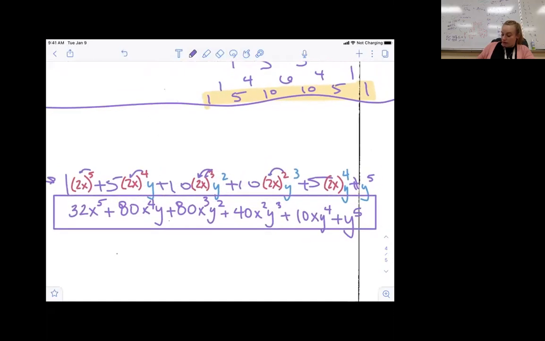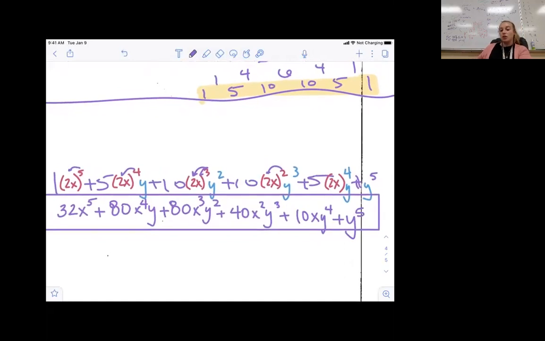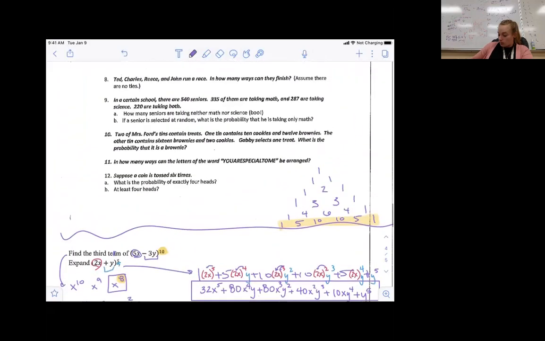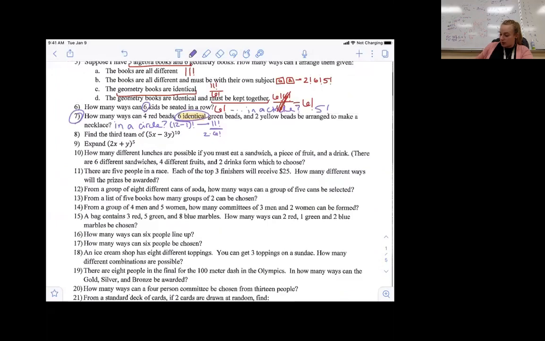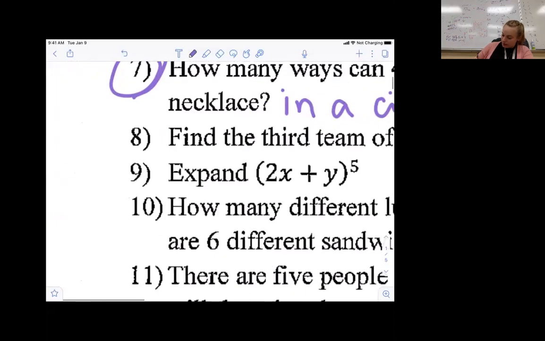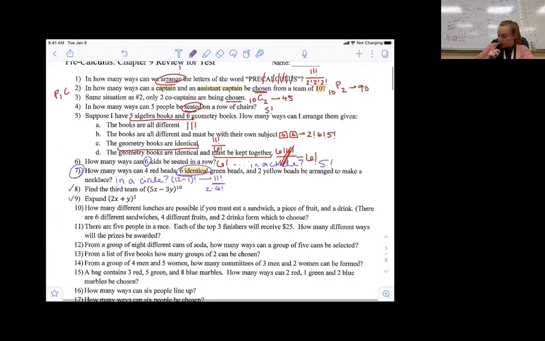But make sure that your coefficients are right. Make sure your exponents are all right. And I double check myself. It goes x to the 5th, x to the 4th, x to the 3rd, x to the 2nd, x, nothing. And then y's, it's got y to the 0 as the first term, and then it goes y, y squared, y cubed, y to the 4th, y to the 5th. That works out. Okay, that's my expanding. I almost asked you guys if you had questions, but you cannot talk back to me. So if you have questions, come see me in the morning.